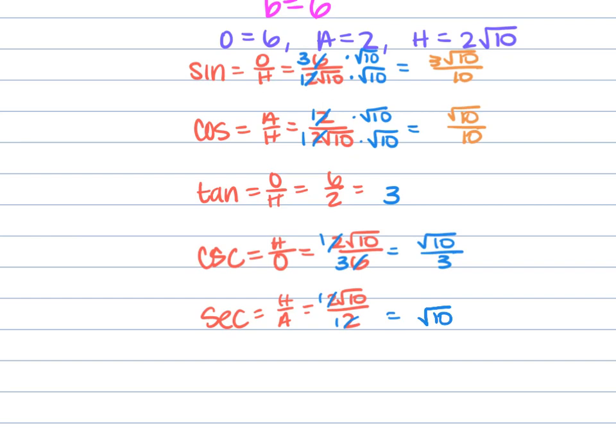And then the reciprocal of tangent is cotangent, which is opposite over adjacent. Wait, adjacent over opposite. This is going to give us 2 over 6, which is 1/3.